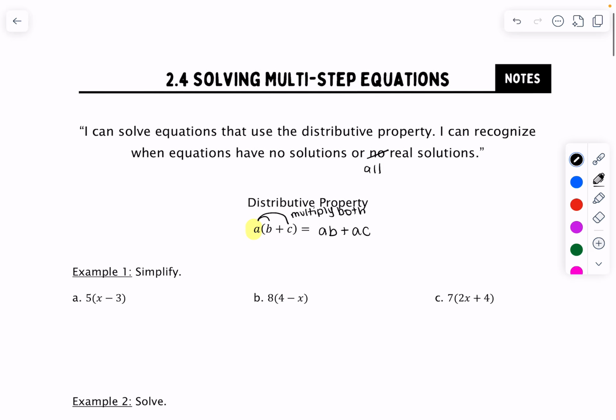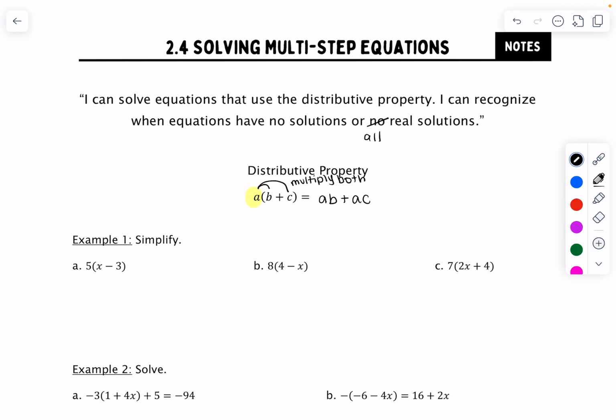So in example 1, I've got 5 times x minus 3. So I'm going to distribute that 5 to the x and distribute that 5 to the negative 3. Reminder that when you multiply a whole number times a variable, you just stick the two together. So 5 times x becomes 5x. 5 times negative 3 is negative 15. You keep the sign with that negative 3. So 5x minus 15 is as simple as we can make this.